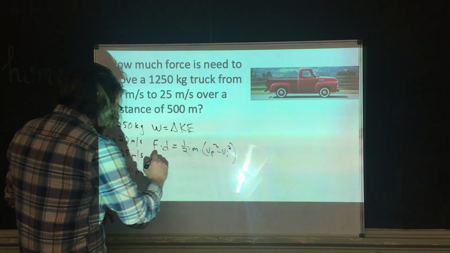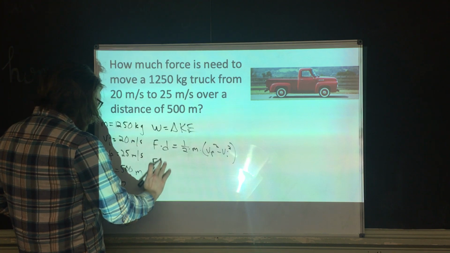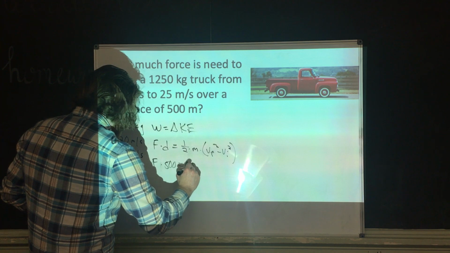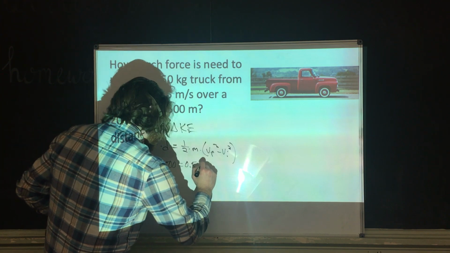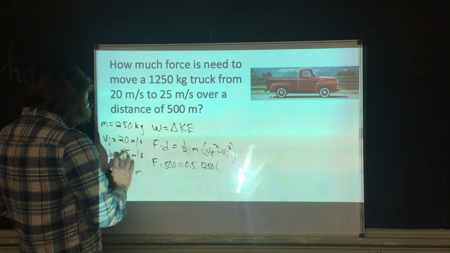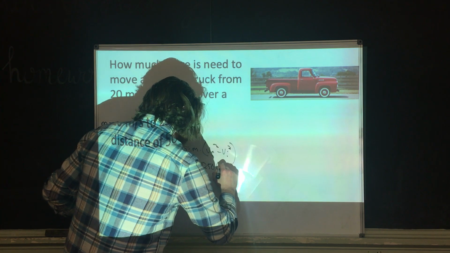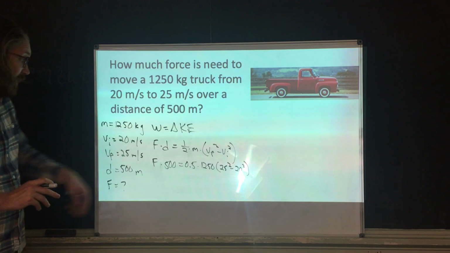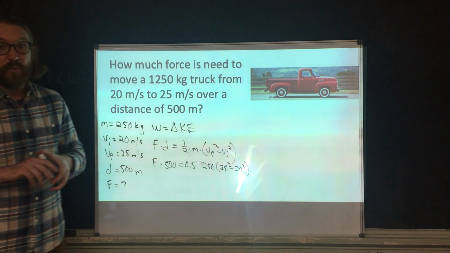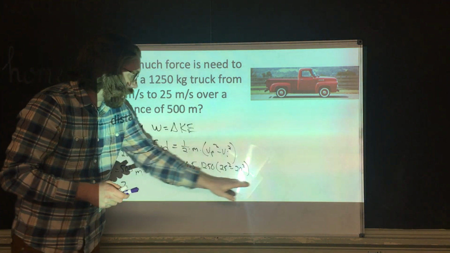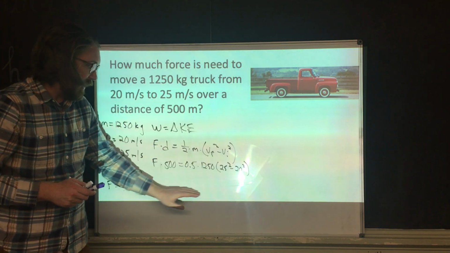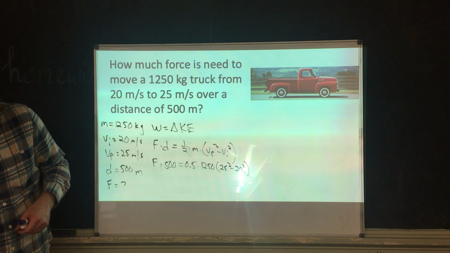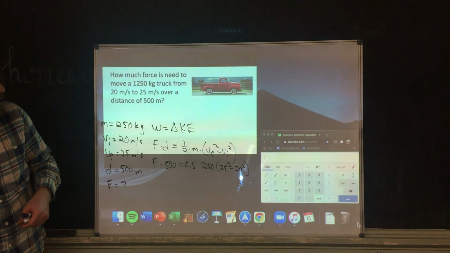So we're looking for force, so that stays the same. We're going to multiply that by our distance, which is 500. That equals 0.5 times our mass, which is 1,250, times our final velocity squared, which is 25 squared, minus our initial velocity squared, which is 20 squared. It's a lot of writing, and this looks complicated, but watch how quickly we simplify this down. All we have here is numbers. So all we got to do here is put this in our calculator, right? So I get my calculator back on screen. It shouldn't be easier than that.